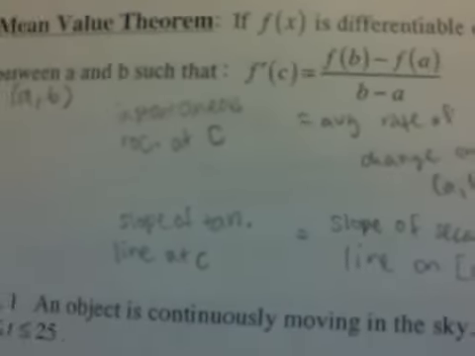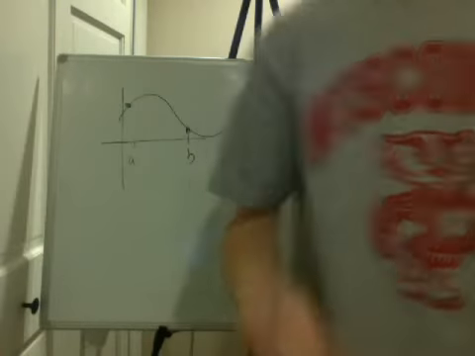I can't read this out loud or else this won't make any sense to you. So it's that thing right there. F prime of c equals f of b minus f of a over b minus a. So what does this mean?